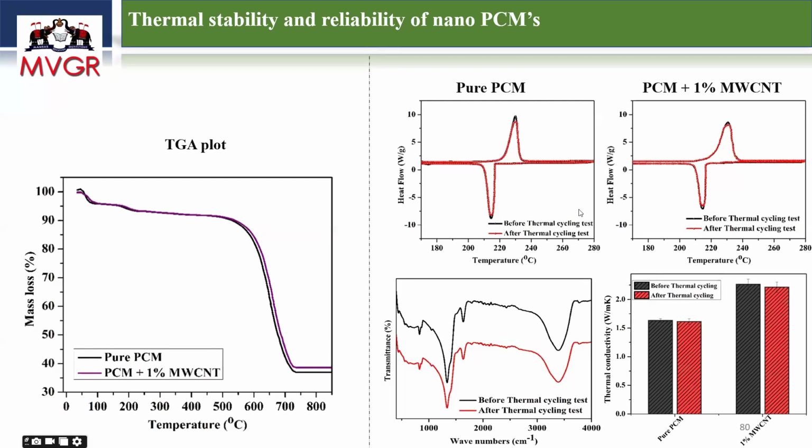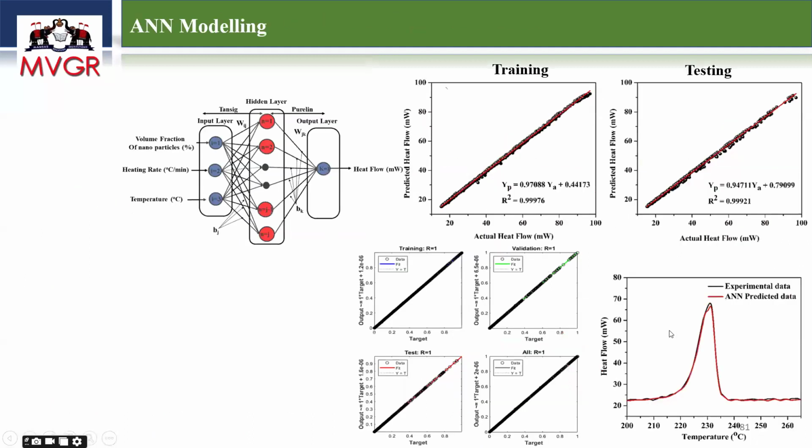My latent heat value reduces slightly. It's not drastic, just slightly reducing, for pure PCM and for 1% multi-wall carbon nanotubes also. And my chemical structure also did not vary even after 500 thermal cycles. Even the thermal conductivity is not reducing. That we can check over here.